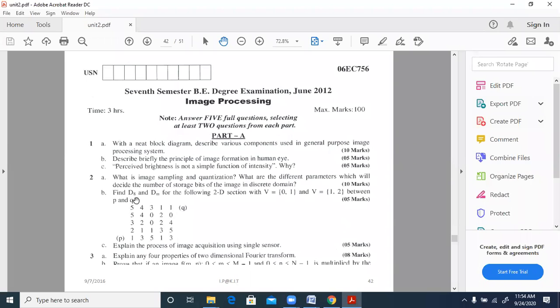Then we have here D8 and DM for the following 2D section. V is {0, 1} and V is {1, 2}, between P and Q. So for the two different values, V of {0, 1} and V of {1, 2}, we can try to solve this in the same way, as P is starting from here and Q is ending here. Again, if you take the 8 path for 0 and 1, it means 1 to 1, 2, 3 should not go, 1, 1. Then the 8 path from here to here will be 1 to 0.